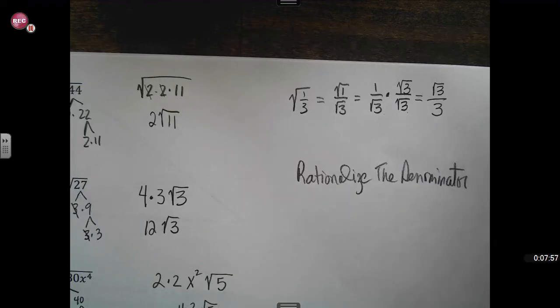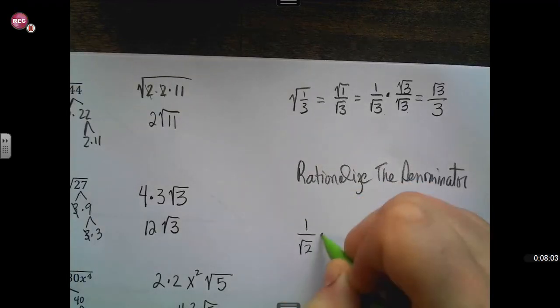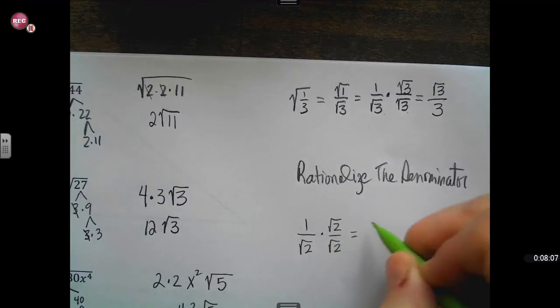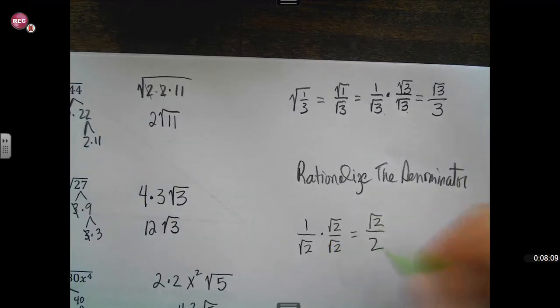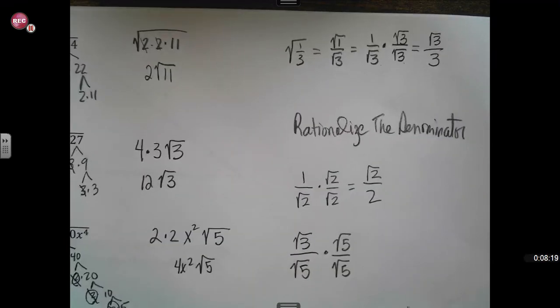There'll be a lot of variations on that, but essentially 1 over the square root of 2, I would multiply top and bottom by the square root of 2 over the square root of 2. And I would get the square root of 2 over 2. If I have the square root of 3 over the square root of 5, I would multiply top and bottom by the square root of 5 over the square root of 5. And I would get the square root of 15 over 5.